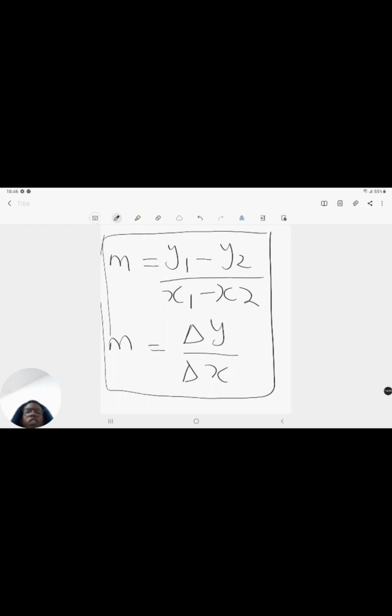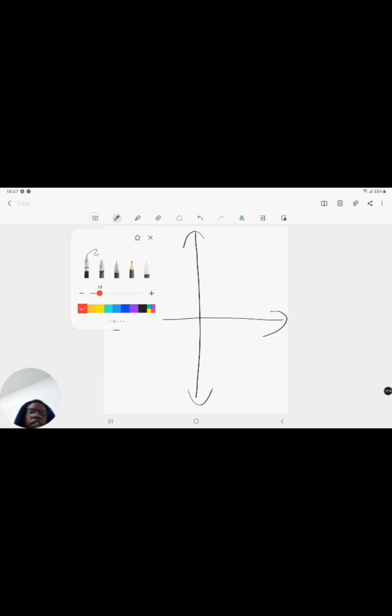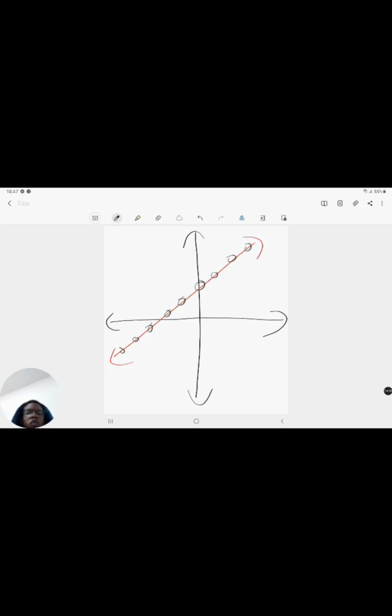Now, what does this equation mean? This equation means that, let me draw a Cartesian plane here at the bottom. You've got a Cartesian plane, then you've got a straight line, right? On this straight line, say you decide to look at two points. Just two points. This line has more than two points. It has a lot of points. Remember, a straight line is simply a lot of points joined together to form a straight line.